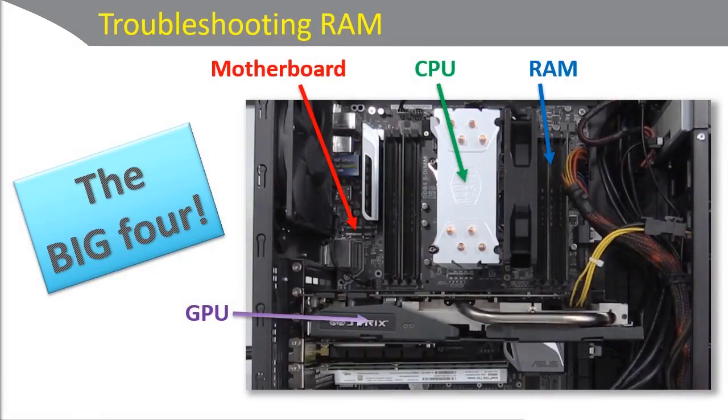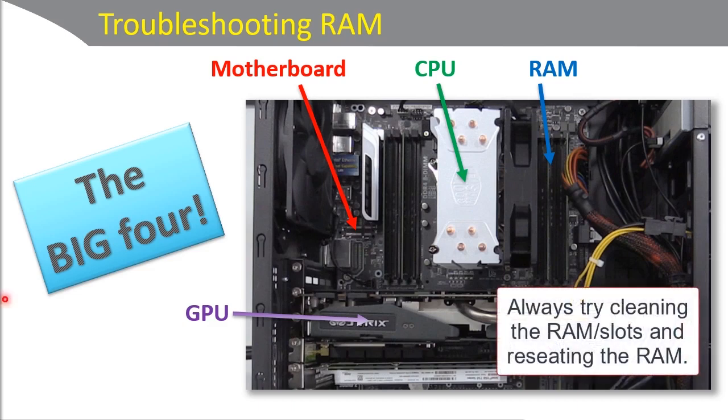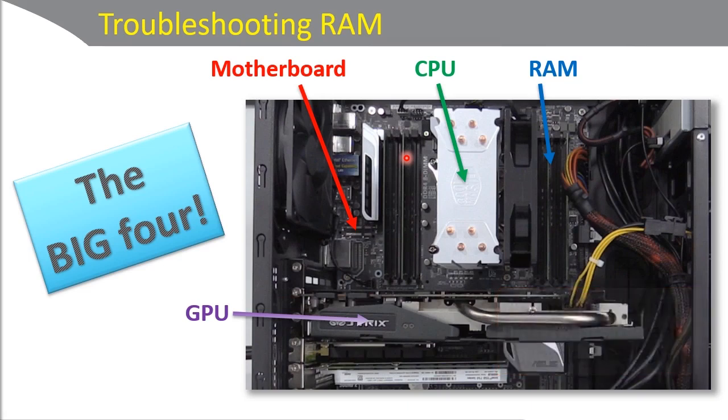Don't forget the big 4 when troubleshooting the RAM. Check everything in the system, because it might not be the RAM that's the actual problem. Sometimes it's hard to tell, especially if there's nothing coming up on the display. And be sure to always try cleaning out the RAM slots and reseating the RAM first before taking extreme measures.